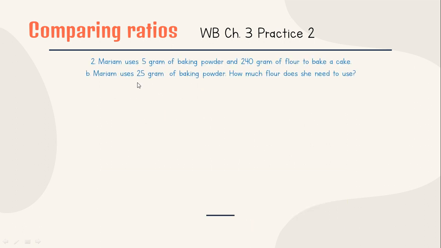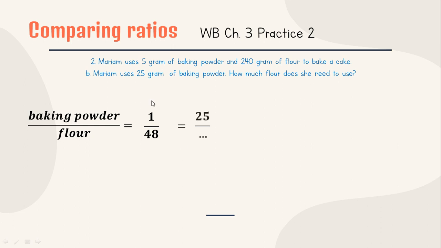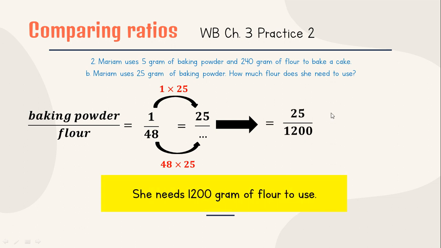Mariam uses 25 grams of baking powder. How much flour does she need to use? So baking powder will be 1 per 48. How do we know? From the previous, or 5 per 240. After that, we know that Mariam used 25 grams of baking powder. Once again, if this is 1 and it becomes 25, so this must be multiplied by 25, of course. That's it. So how much flour does she need to use? She needs 1,200 grams of flour, or 1.2 kilograms. That's it.